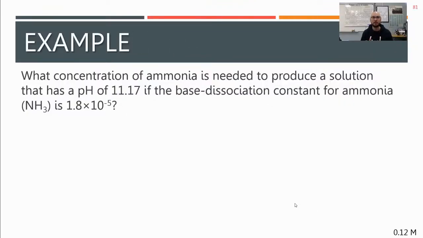Welcome back. This example is a little bit different. It asks what concentration of ammonia is needed to produce a solution that has a pH of 11.17 if the base dissociation constant for ammonia, NH3, is 1.8 times 10 to the negative 5.